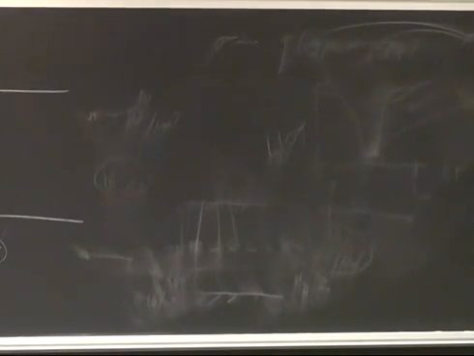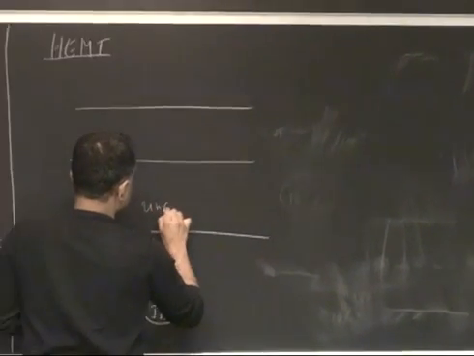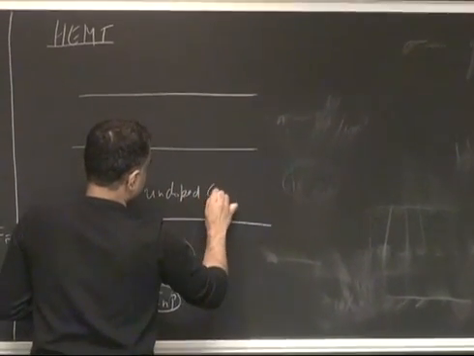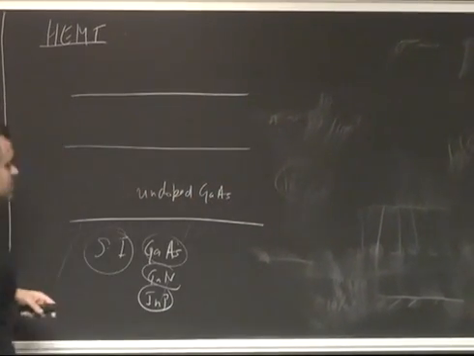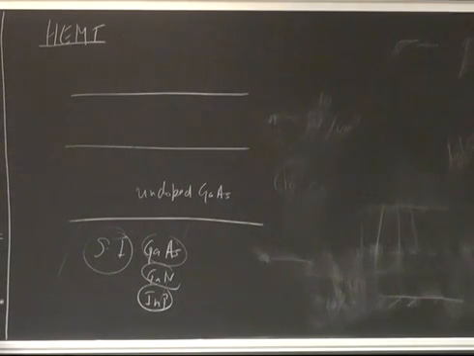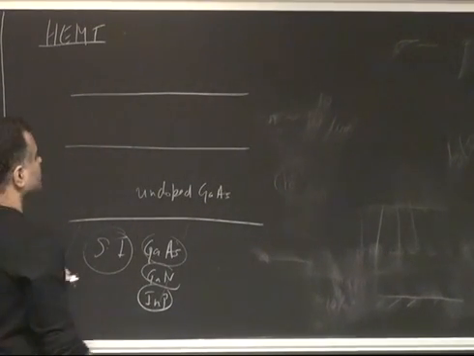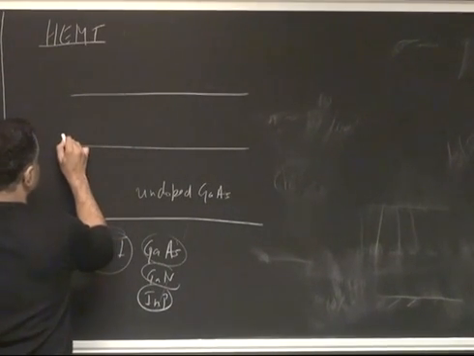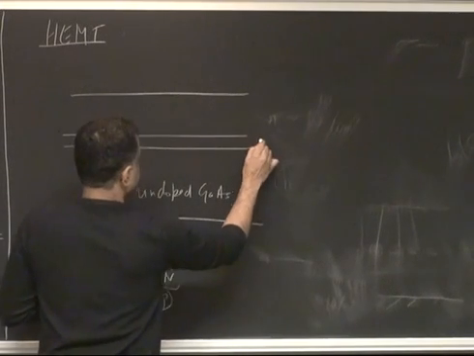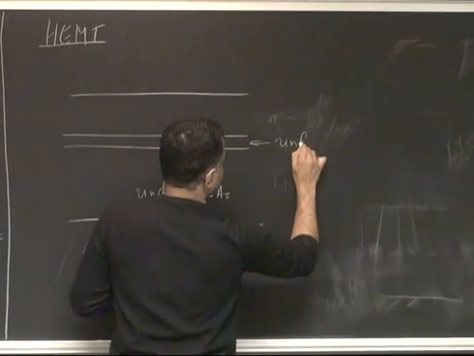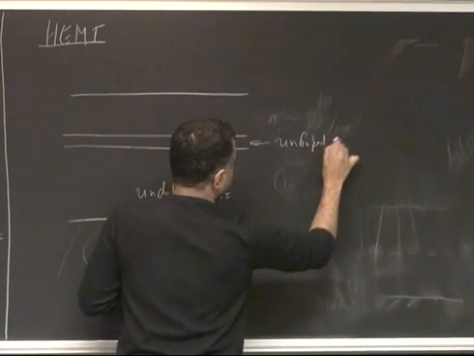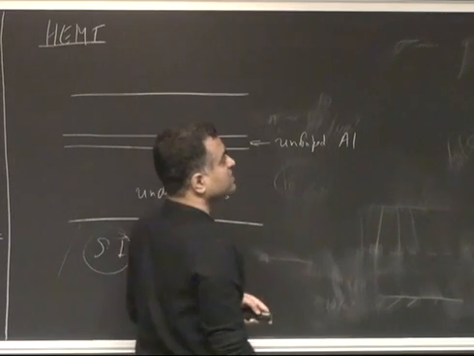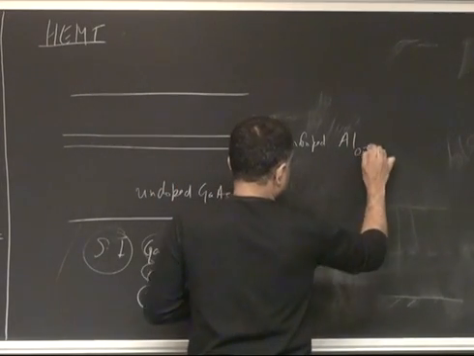Okay, so after the semi-insulating GaAs, what you have now is the undoped gallium arsenide region. Okay? So let's say an undoped gallium arsenide region, and then you have a very thin layer, which would be called a spacer layer, for example, of undoped aluminum gallium arsenide, maybe 30%, let's say, for argument's sake.